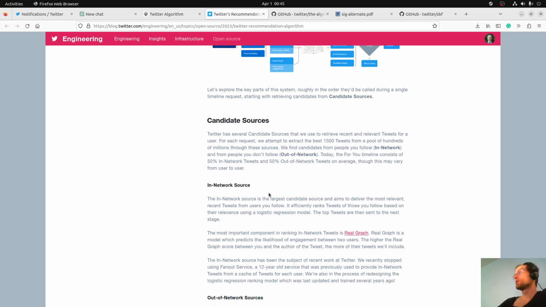Okay, let's do the in-network thing. In-network is the largest content source and aims to deliver the most relevant content from people you follow. Okay. Real Graph is a model which predicts the likelihood of engagement between two users. Okay. I want to read the Real Graph paper quickly because this sentence is confusing, because the likelihood of engagement depends on the algorithm itself. The Real Graph paper is a little bit more sane.